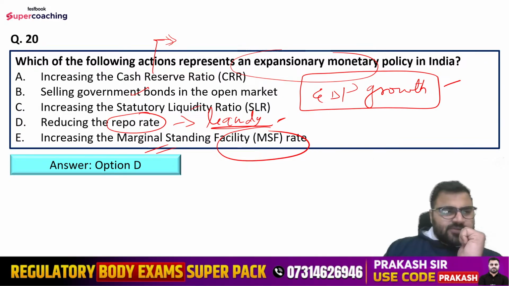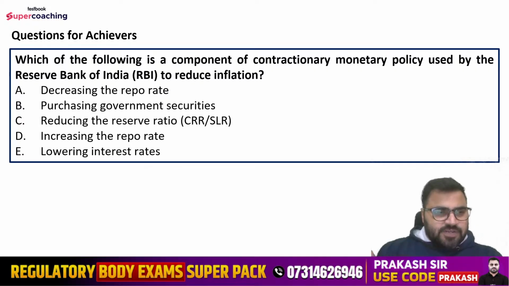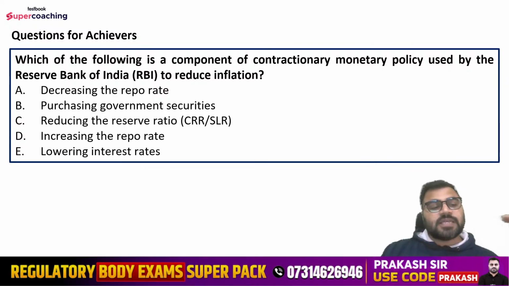So these are the 20 questions, and guys एक achiever question है, as you know the rules की at the end this is the homework question which you have to attempt not in the live chat box, rather in the comment box. Those who would be giving the right answer in the comment box, their name is reflected in the next session. ठीक है. So question is, which of the following is a component of contractionary monetary policy used by the Reserve Bank of India to reduce inflation?